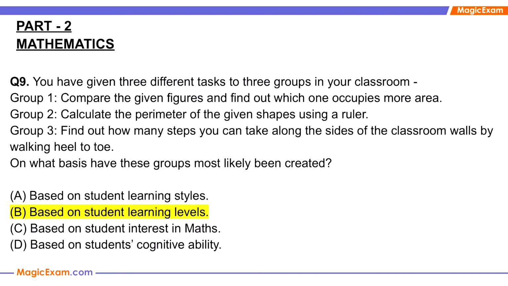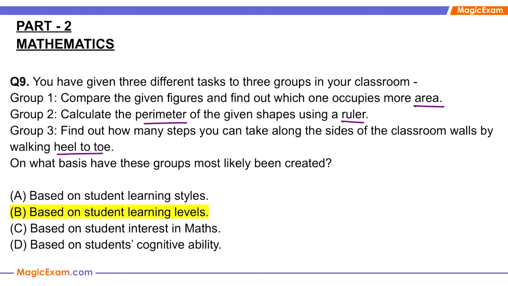You have given 3 different tasks to 3 groups in your classroom. Group 1 should compare the given figures and find out which one occupies more area. Group 2 to calculate the perimeter of given shapes using a ruler. And group 3 find out how many steps you can take along the sides of the classroom walls by walking heel to toe. On what basis have these groups most likely been created?